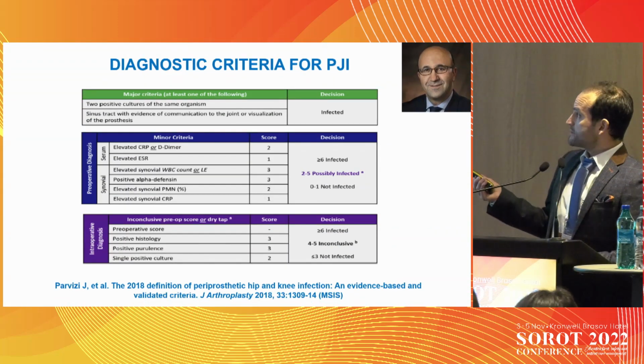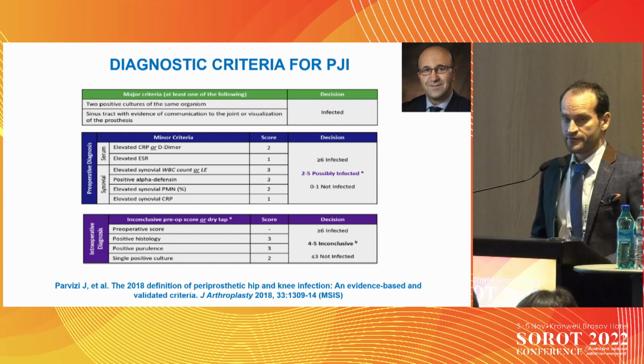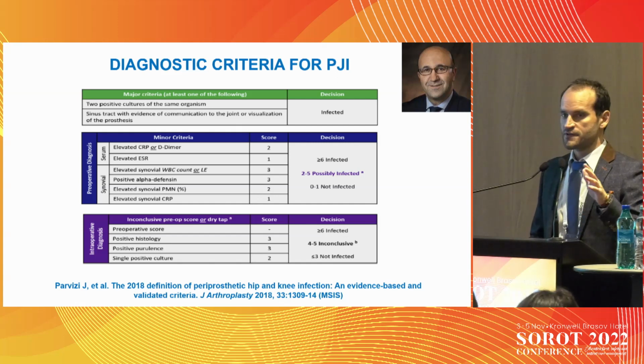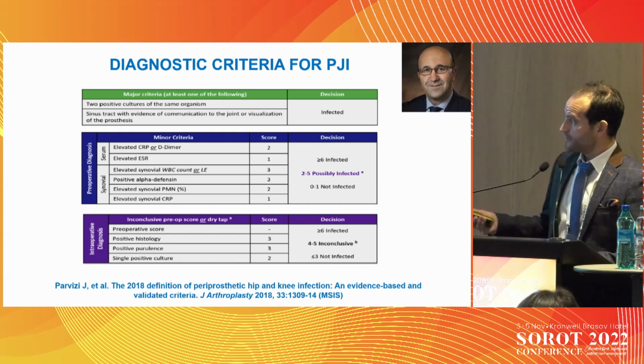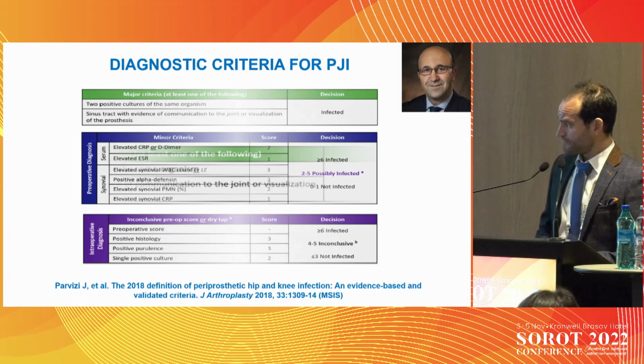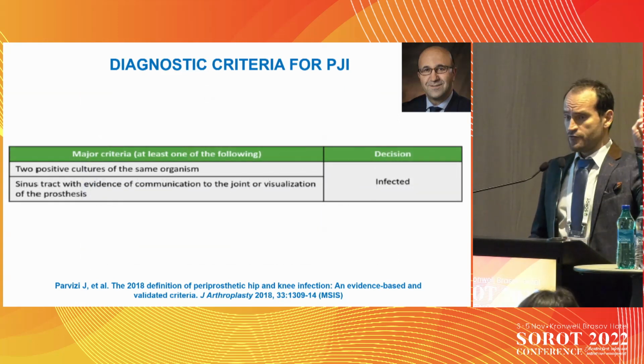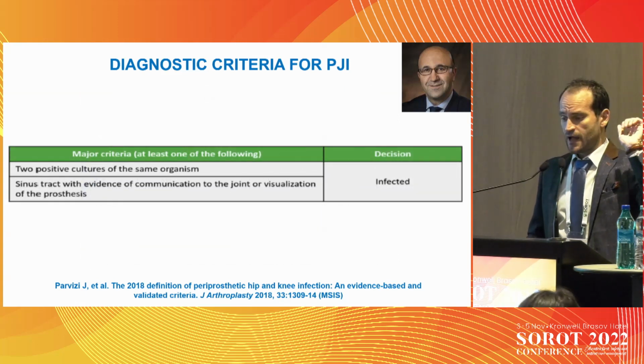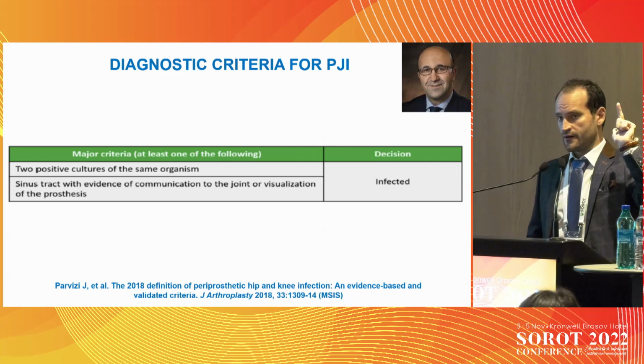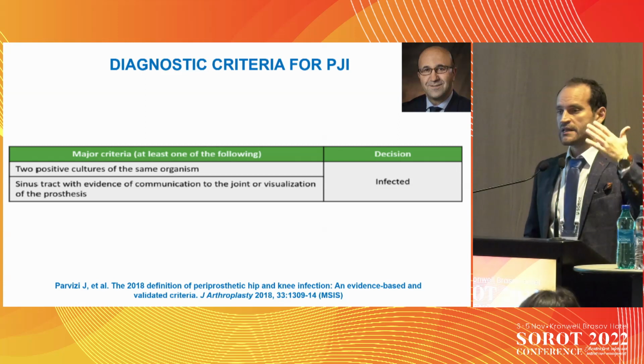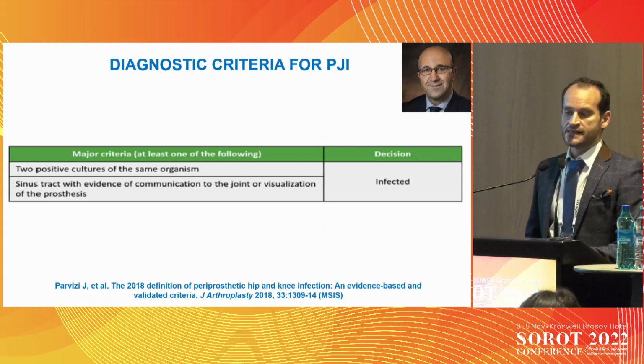And this man here is Professor Parvizi. If you search the literature, you'll come across his name everywhere about PJIs. The periprosthetic joint infection group has given us these criteria to diagnose the PJI. If you have one of these two criteria, either two positive cultures or a sinus tract above your joint, you can say with certainty that you have a PJI.